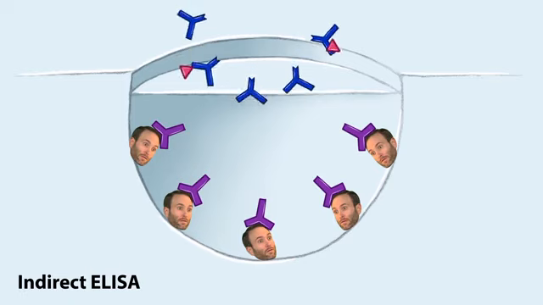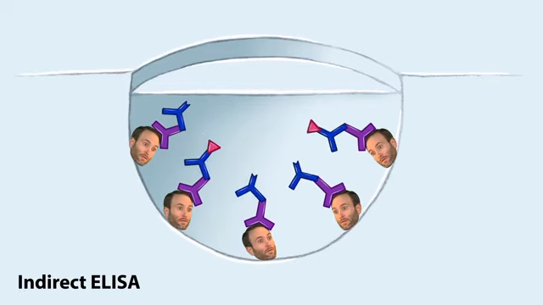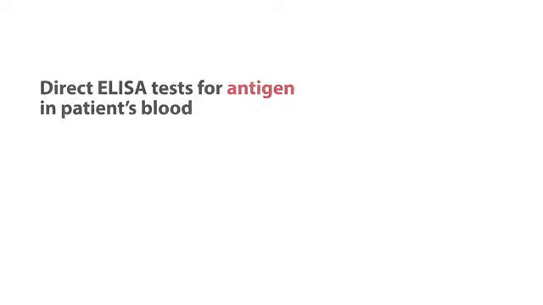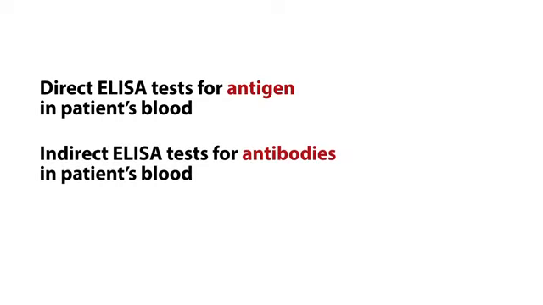Then you add some antibodies against those anti-Lewis antibodies. And again, if there's a color change, that indicates that the patient's blood contains the anti-Lewis antibodies that you were testing for. So in a direct ELISA, you're using a known antibody to test for antigens in the patient's blood. And in an indirect ELISA, you're using a known antigen to test for antibodies in the patient's blood.